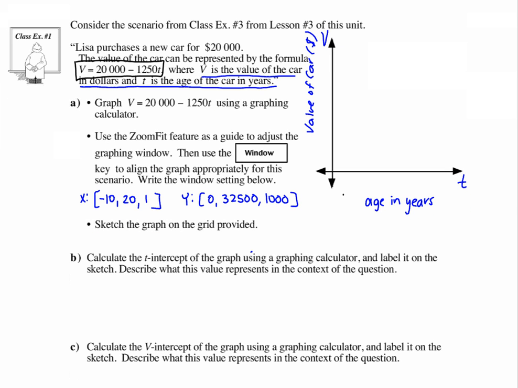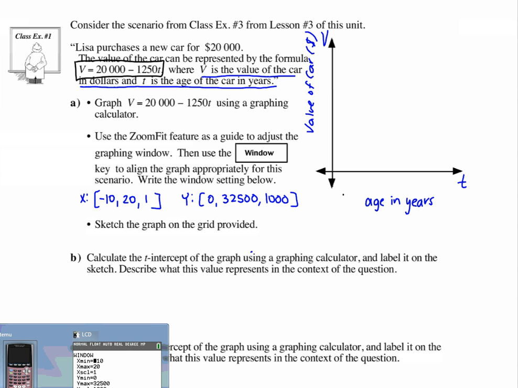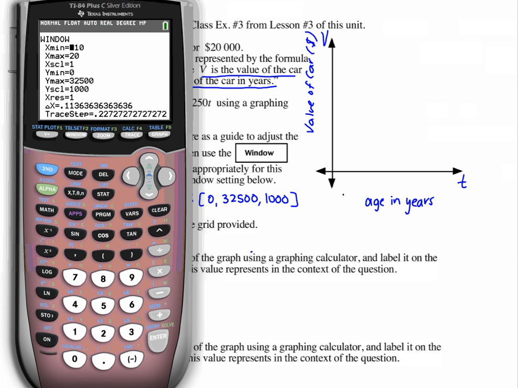Okay, sketch the graph. So, here's a problem. How do I find a value if I wanted to know the y-intercept of this graph?